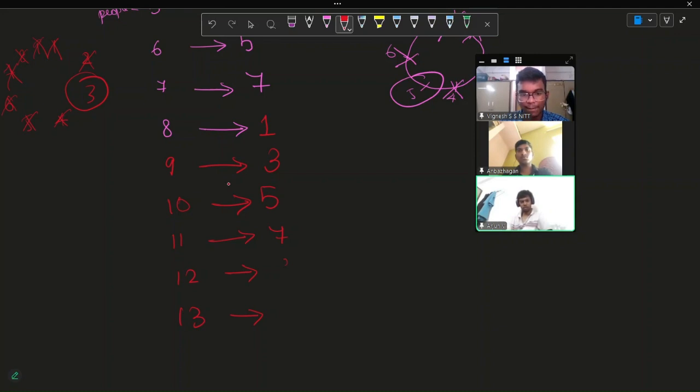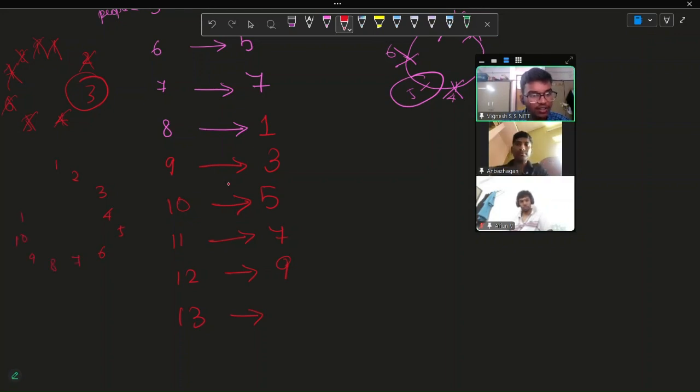Will be 1. Can you try again? Okay, we'll draw for 12. Anbal, can you try? 9. Okay, 9 is the correct answer. We'll draw again and we'll check it again.